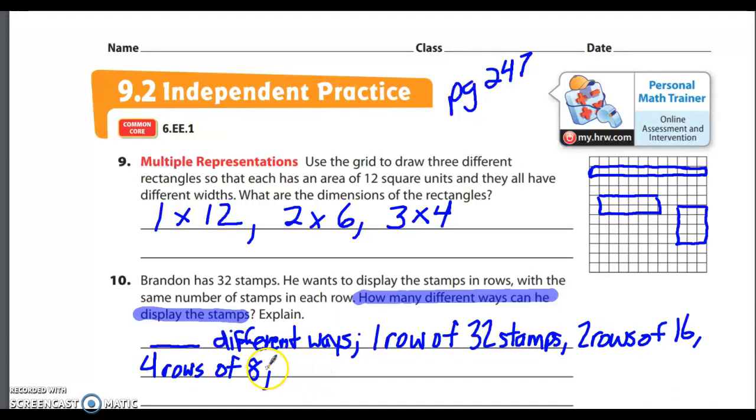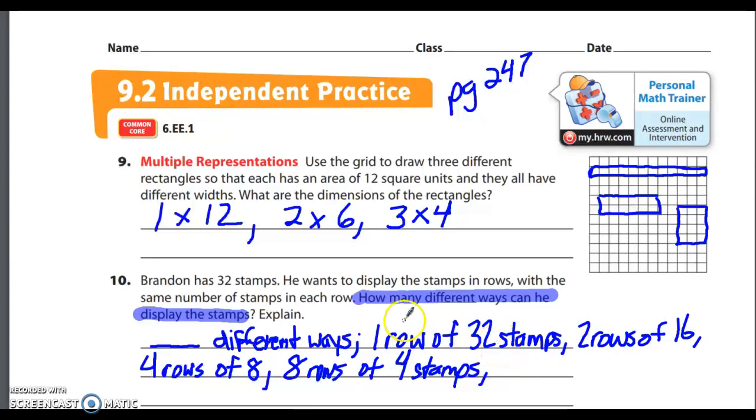Now, I already used 8. But if you think about it, I can repeat it, because this 8 right here means 8 stamps in 4 rows. This one would be 8 rows, and how many stamps would it be? 8 rows of 4 stamps. So in this question, it's okay to repeat and go backwards.